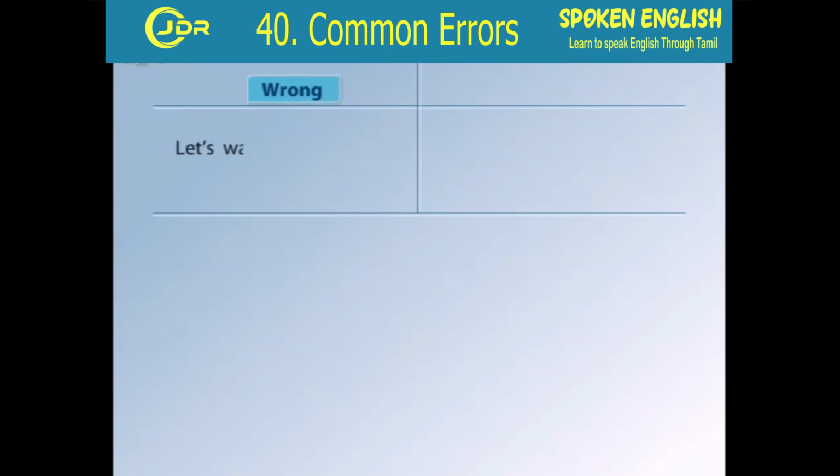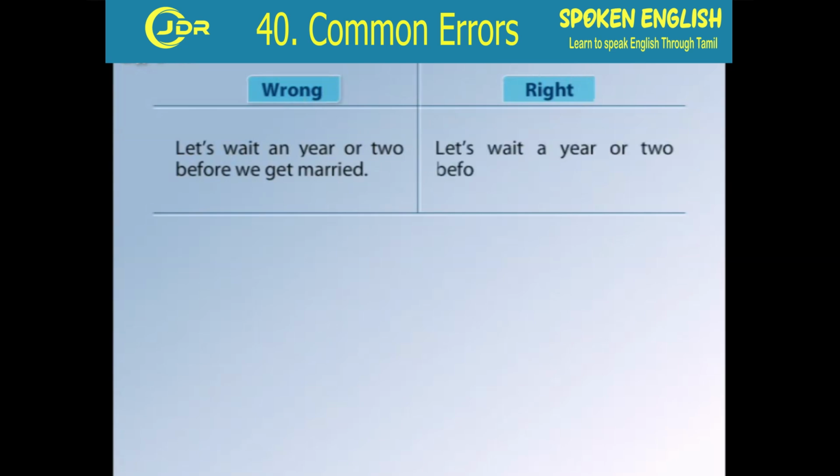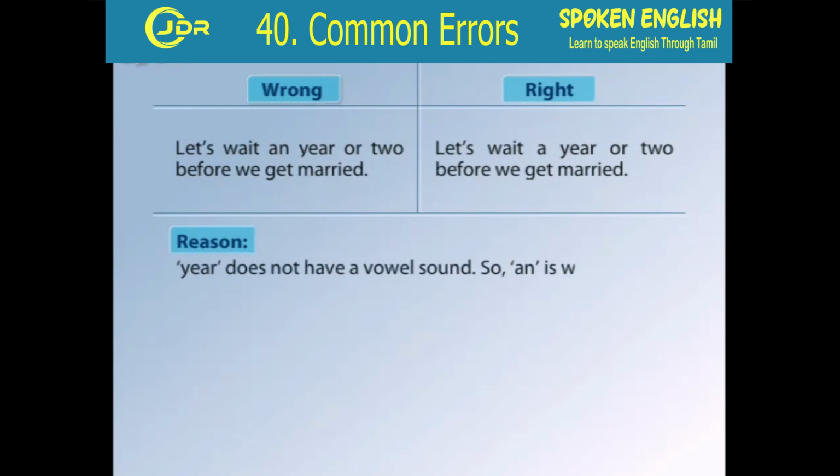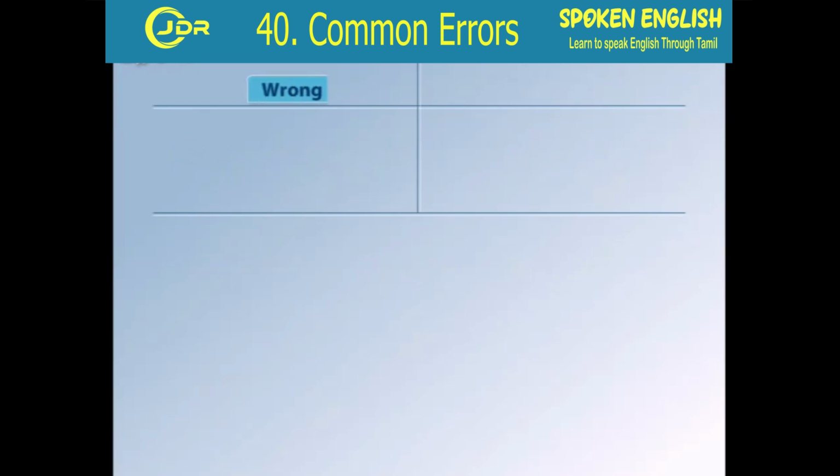Wrong. Let's wait an year or 2 before we get married. Right. Let's wait a year or two before we get married. Reason: year does not have a vowel sound. So, an is wrong.